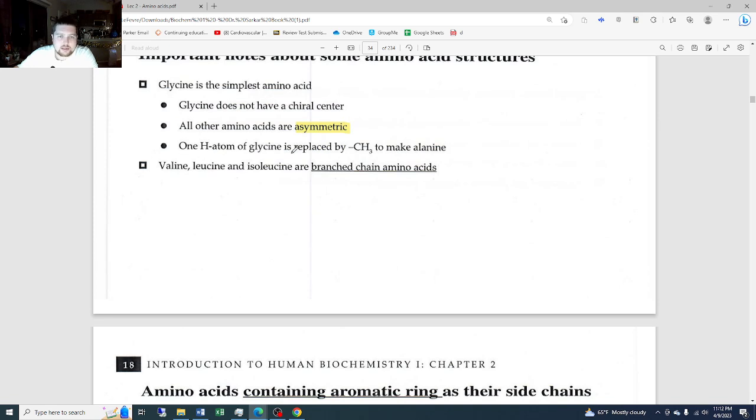One hydrogen atom of glycine is replaced by CH3 to make alanine. Valine, leucine, and isoleucine are branched-chain amino acids. Some wordplay for this: you can live on a branch. That helps us remember our branched-chain amino acids, LIV: valine, leucine, and isoleucine.